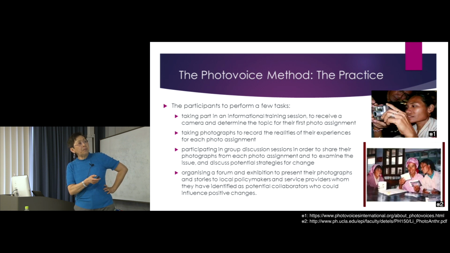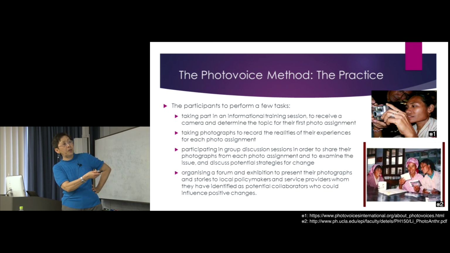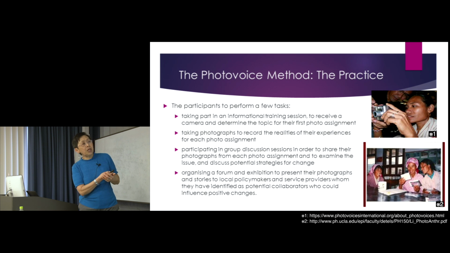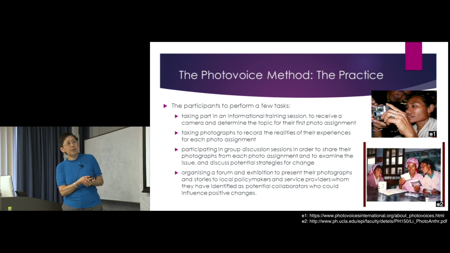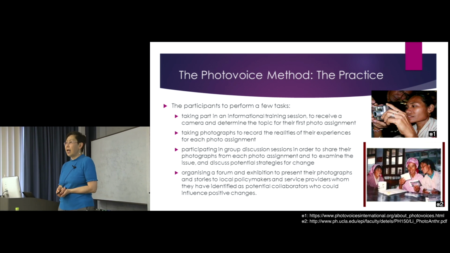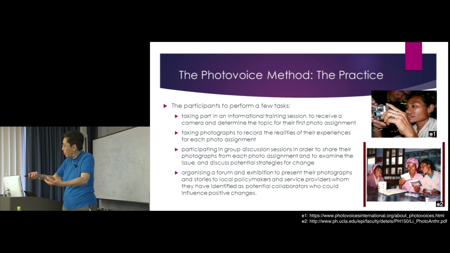So the task that the participant will do is taking part in an informational training session, receiving a camera if they don't have their own, and determining the topics for their first photo assignment. So this training session is what we call the empowerment and emancipation place, where people learn new skills, people learn new knowledge, and that's part of the PAR philosophy. And of course we give them the camera, and also talk about the issue that they want to do. Then they take photographs to record their realities and their experiences, for whatever we ask them.